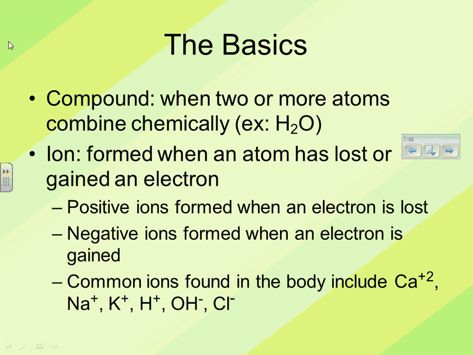And if an atom has either gained or lost an electron, then that's considered an ion. I want to stress this word ion because we're going to talk a lot about ions throughout the year, and I want to make sure you understand this word. An ion is an atom that's either gained or lost an electron. Positive ions are atoms that have lost an electron, lost a negative particle, so they are now positively charged. A negative ion is an atom that's gained an electron, so it's now more negative, okay?